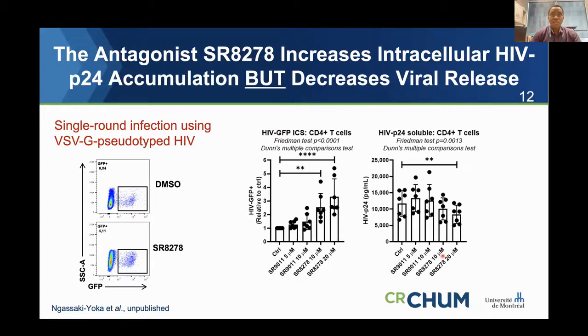So using the same model of infection, we consistently observe an increase in the intracellular accumulation of GFP in the presence of the antagonist, indicative of an increase of HIV protein translation. However, there is a decrease of HIV p24 release in the supernatant.